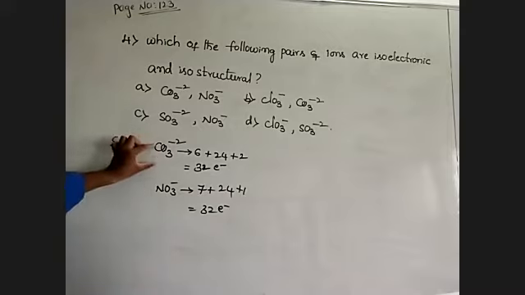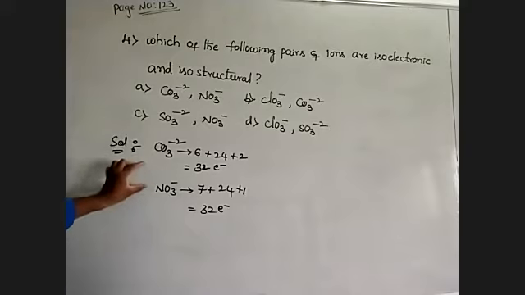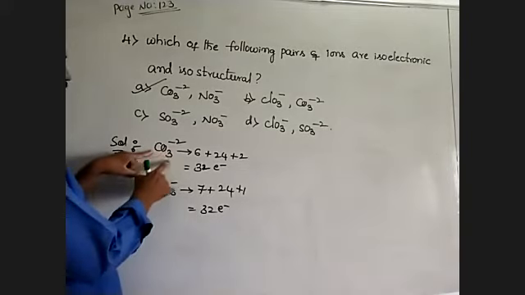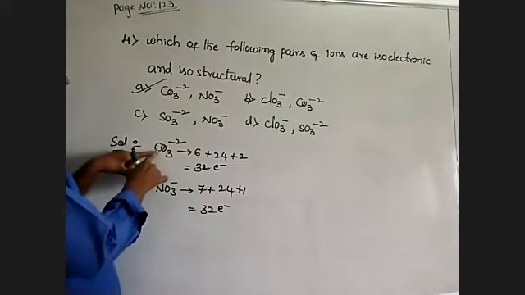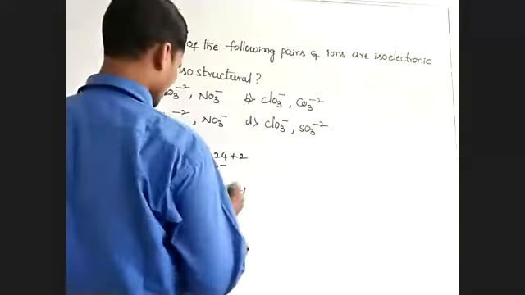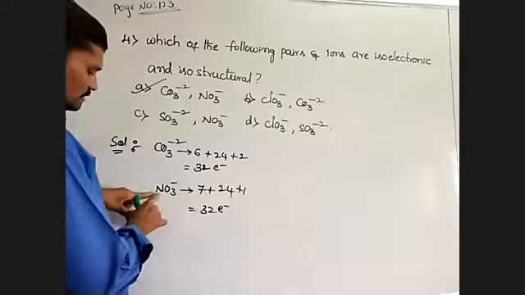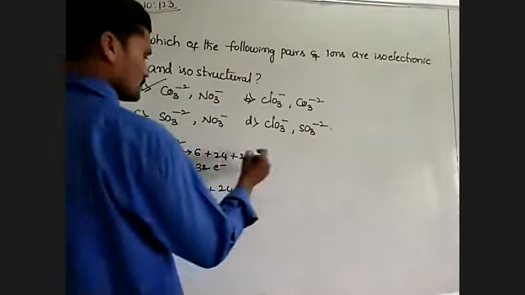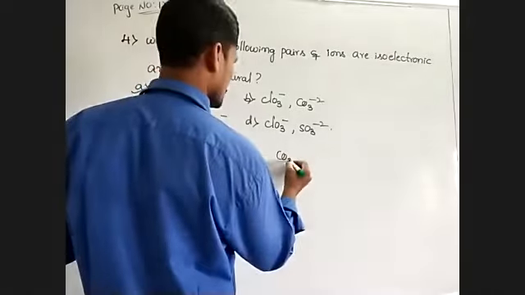Carbonate ion and NO3 minus, nitrate ion, have the same structure. That is, option A is correct here. So for CO3 minus 2, the carbonate ion: 4 plus 2 is 6, 6 by 2 is 3, so it undergoes sp2 hybridization.